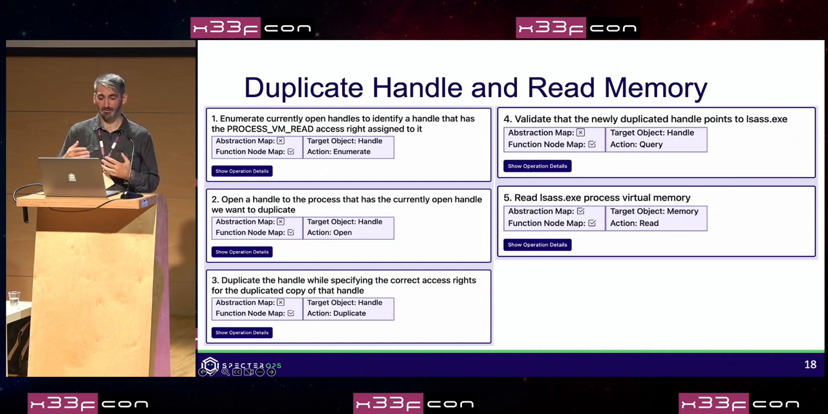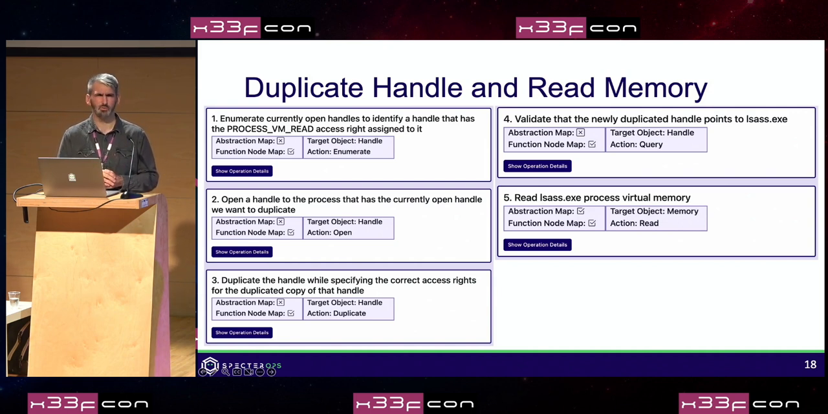Then we're going to open a handle to the process that has that interesting handle open. Again, we don't know that handle points to LSASS, so we first have to duplicate that handle while specifying the correct access rights, and then actually make sure that it points to lsass.exe, because the way that we enumerate handles originally doesn't actually tell us where that handle points until we query that handle directly.